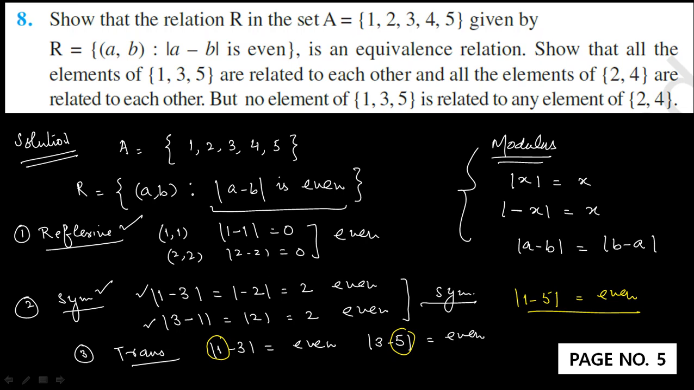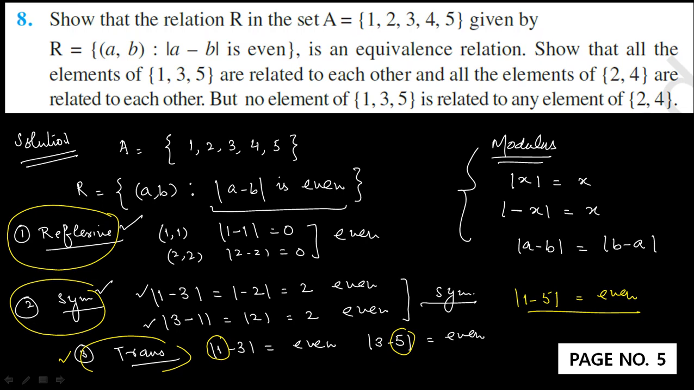If I am compiling the result, the relation is reflexive, yes. The relation is symmetric, yes. The relation is transitive, again the answer is yes. It means the relation is an equivalence relation. This is the first part of our question.